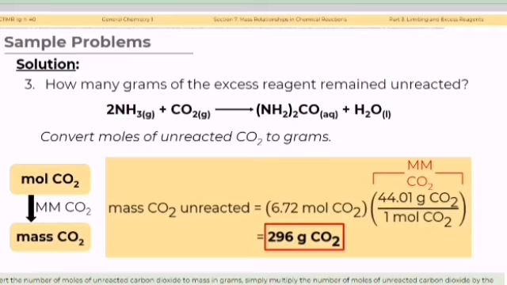To convert the number of moles of unreacted carbon dioxide to mass in grams, simply multiply the number of moles of unreacted carbon dioxide by the molar mass. Substituting the values, the mass of unreacted carbon dioxide equals 6.72 moles of carbon dioxide times 44.01 grams per mole, leading us to the answer of 296 grams.